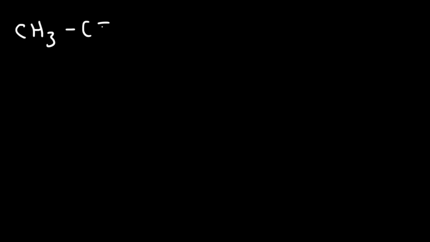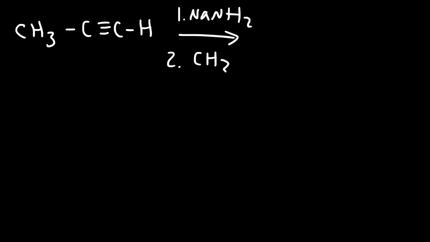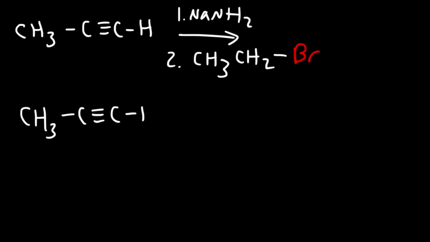So let's say we have an acetylide ion, and we're going to react it with sodium amide followed by ethyl bromide. What is the major product of this reaction? And propose a mechanism as well. So we know that the NH2 ion is a strong enough base to deprotonate the terminal alkyne, giving us an acetylide ion.